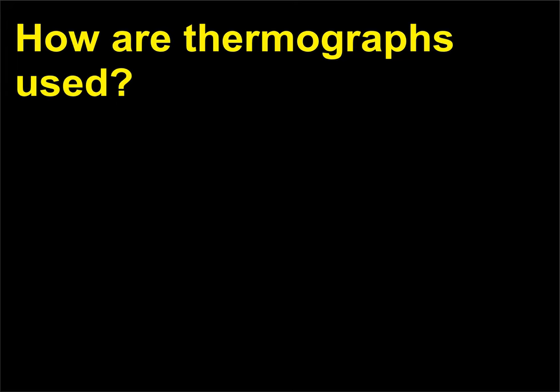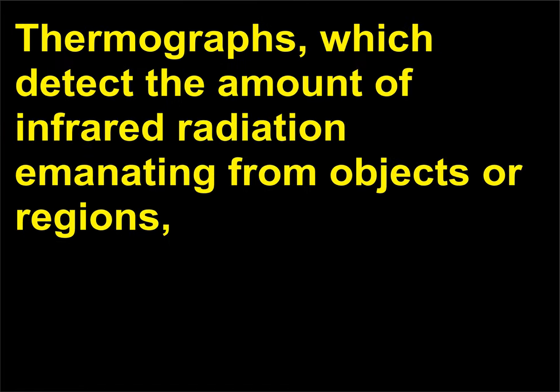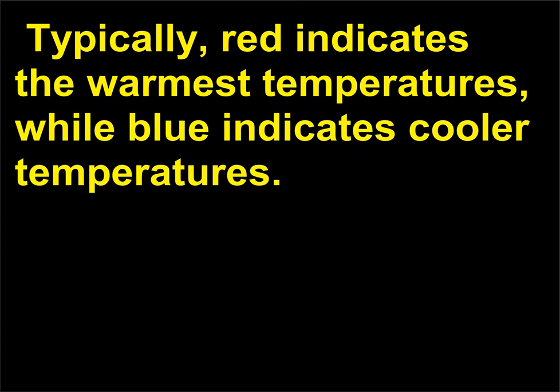How are thermographs used? Thermographs, which detect the amount of infrared radiation emanating from objects or regions, use colors to display the temperature on an image. Typically, red indicates the warmest temperatures, while blue indicates cooler temperatures.